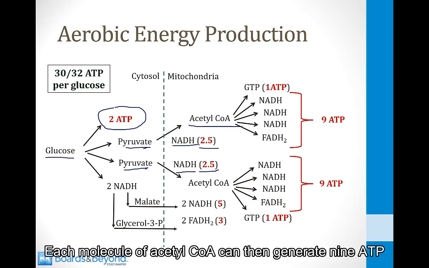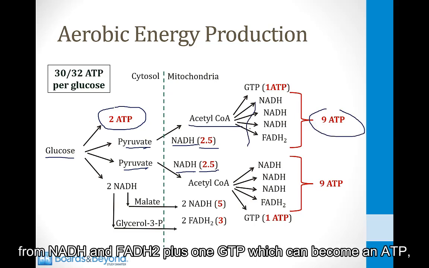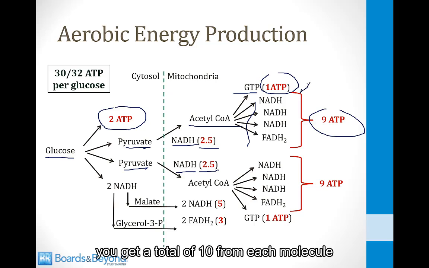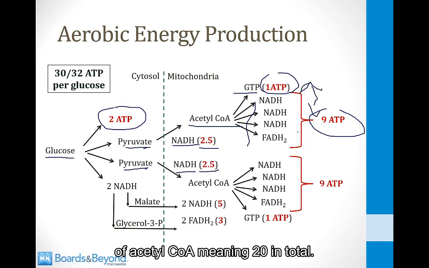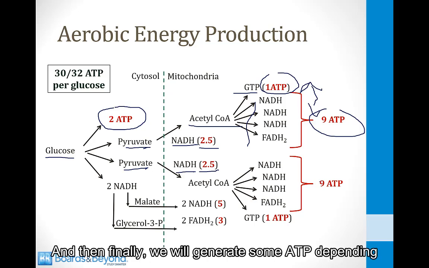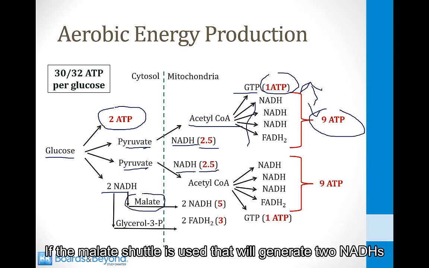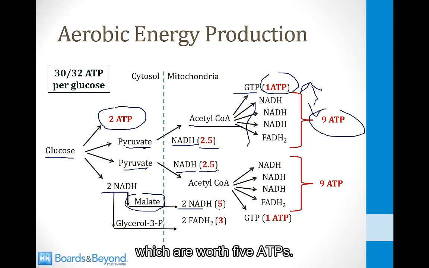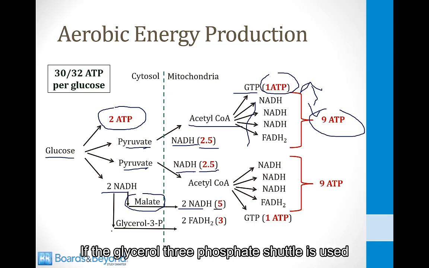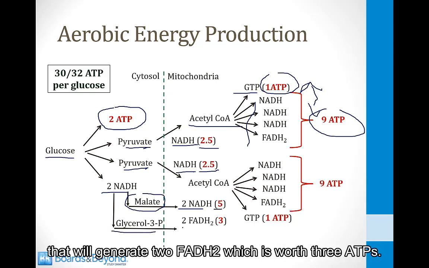Each molecule of acetyl-CoA can then generate 9 ATP from NADHs and FADH2s plus 1 GTP, which can become an ATP. If you total this up, you get a total of 10 from each molecule of acetyl-CoA, meaning 20 in total. And then finally, we will generate some ATP depending on which shuttle is used to bring NADH into the mitochondria. If the malate shuttle is used, that will generate 2 NADHs, which are worth 5 ATPs. If the glycerol 3-phosphate shuttle is used, that will generate 2 FADH2s, which is worth 3 ATPs.